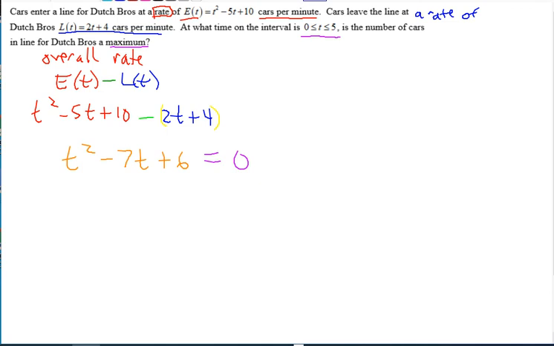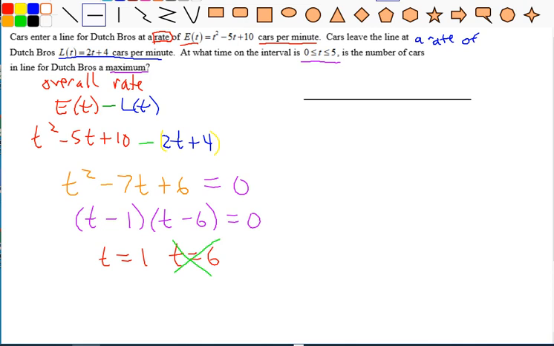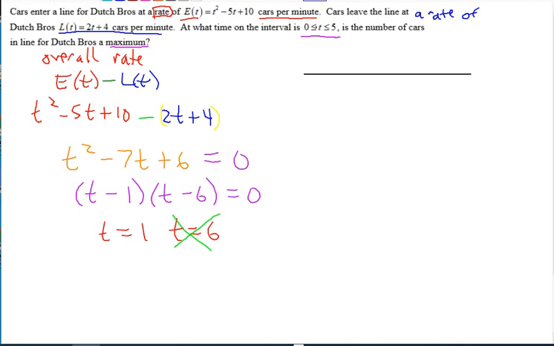And then you can factor that into factors of 6. That would, to be negative 7, be negative 1 and negative 6. So we get t equals 1 and t equals 6. But then look at the interval 0 to 5. So 6 is outside that interval, so it's irrelevant for this problem. And then when you draw your number line, it's already given you the common sense interval here. They tell you the interval is from 0 to 5. And 1 is the only critical number in there.